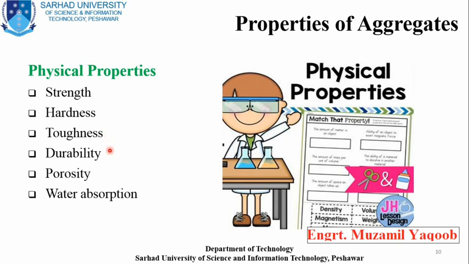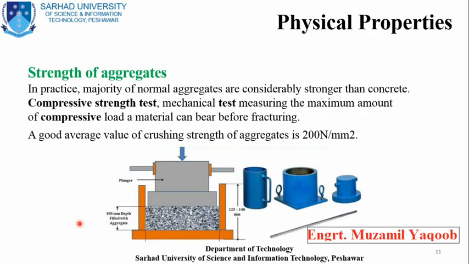The fourth one is durability. We will learn about the durability of aggregates. Then the fifth one is porosity. We will discuss what porosity is and how it affects the aggregate's physical properties as well. And in the last we will discuss water absorption, how it affects the physical properties of aggregates, and why it is so important. So let's start. The first one, as I discussed in the last slide, is strength.